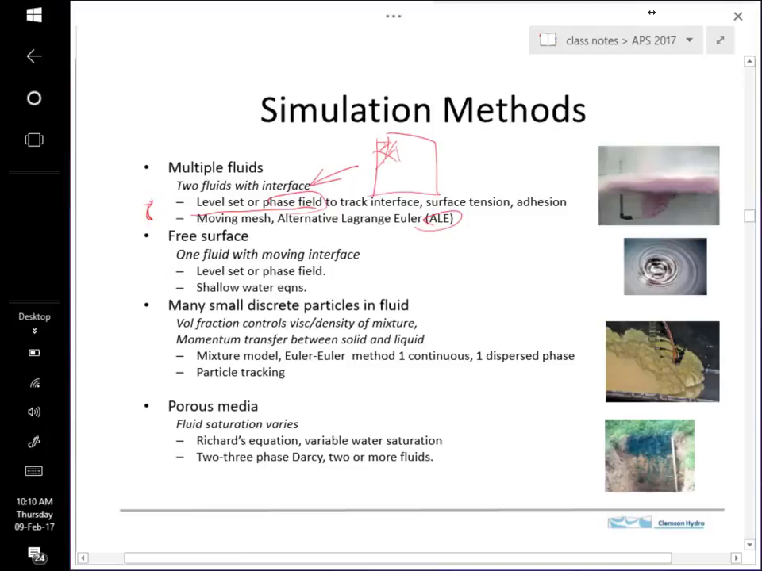Now, for the free surface problem, we can use these same techniques, level set, phase field methods, where we just basically put in gas for one of the fluids, and there'll be some advantages to that. One of the disadvantages is that it's pretty computationally intensive to do that. So if we want to really focus our energy on one fairly small region, then this will work out nicely. But if we wanted to do a big region that has this free surface, like the ocean, then we might want to think about other approaches.